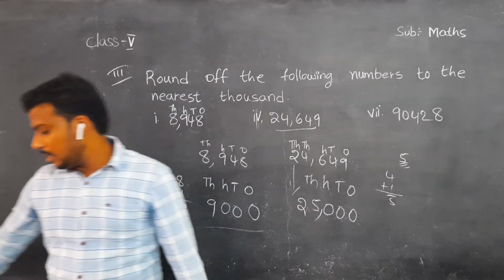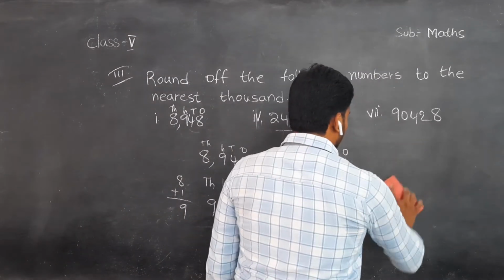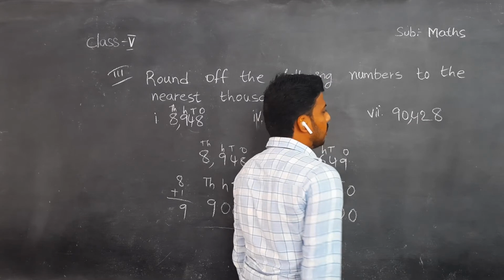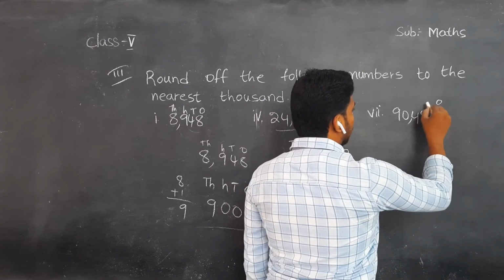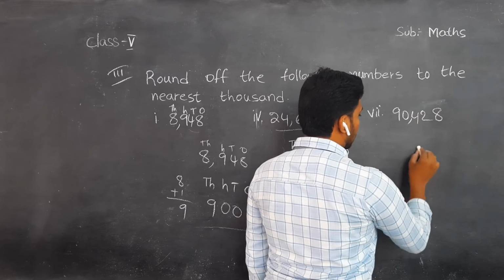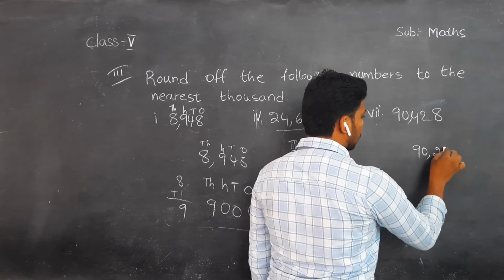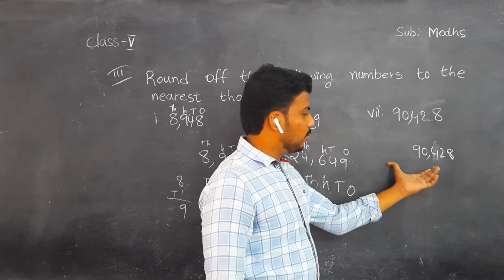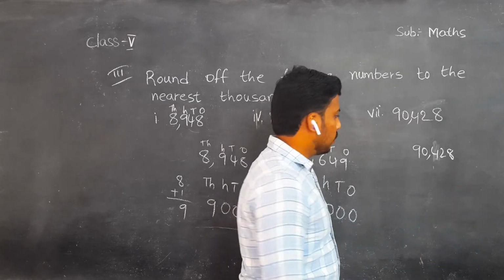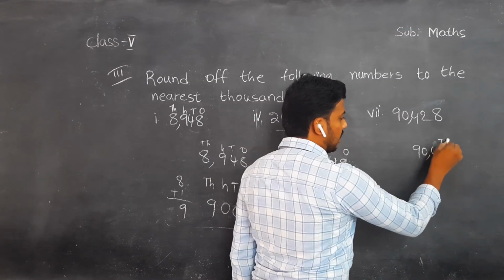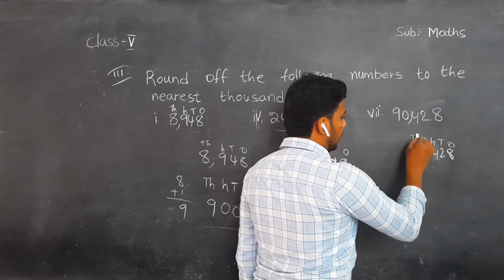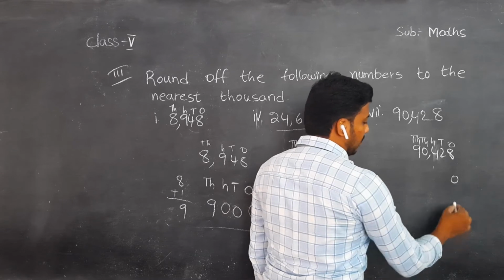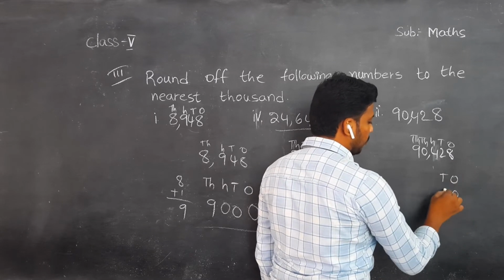Coming to the last sum, last problem. Here they have given 90,428. Again you need to keep the place value system. Once, I am writing here. Is it visible for you? 90,428. Okay, you need to keep the place value system: ones, tens, hundreds, thousands, and 10,000s. In the place of ones, the value is 8, but you need to keep 0 only. In the place of tens, 2, you need to keep 0.